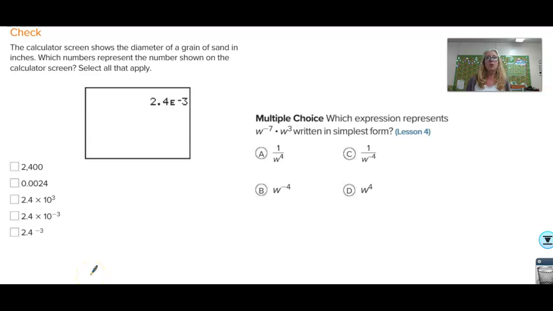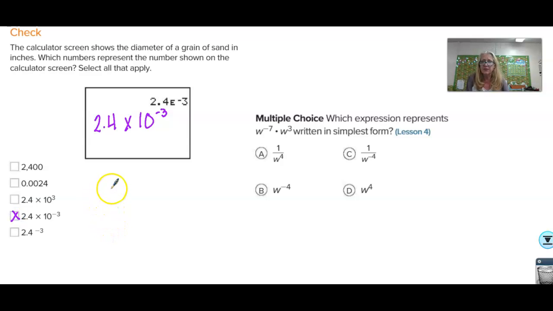And when a calculator gives you an exponent, okay, when the calculator gives you this, what this is 2.4 times 10 to the negative 3 power, okay? E says this is your exponent, okay? Now, they want to know which of these is equal to this. Well, do we see this anywhere here? I see this one. So that's correct.